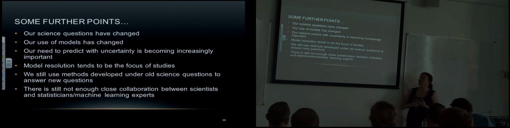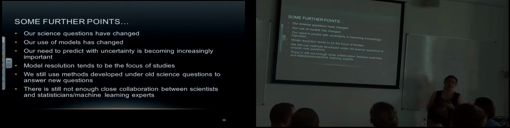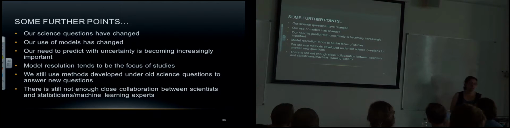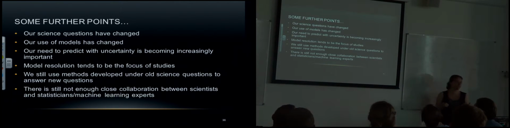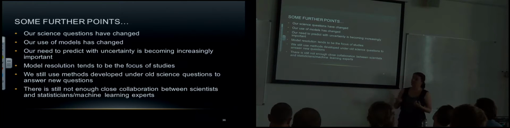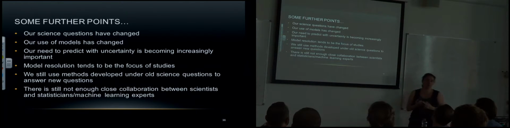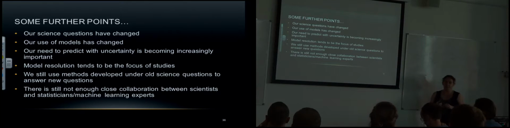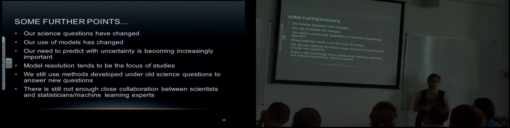And just a few further points on why I think this has happened. Well, our questions have changed. We built these models to learn about CCN and about aerosol. Now we're trying to use them to predict, and I think they're very different problems. So we're using them differently. Our science questions have changed, and we're using the models in a way they weren't designed for. But our need to predict is becoming increasingly important, and these are the models we have. So we need to think about things differently.